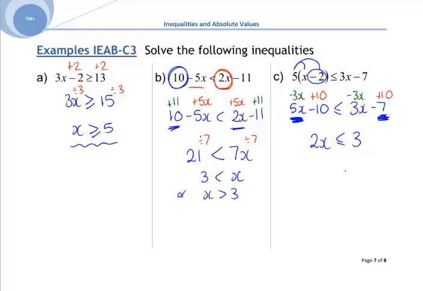Okay, and now I need to divide both sides by 2 because x is being multiplied by 2. So that means x is less than or equal to 3 over 2. And we can leave it as an improper fraction. That's what we normally do in algebra. Or you can have x less than or equal to 1.5. Okay? And again, remember you can check your solutions.